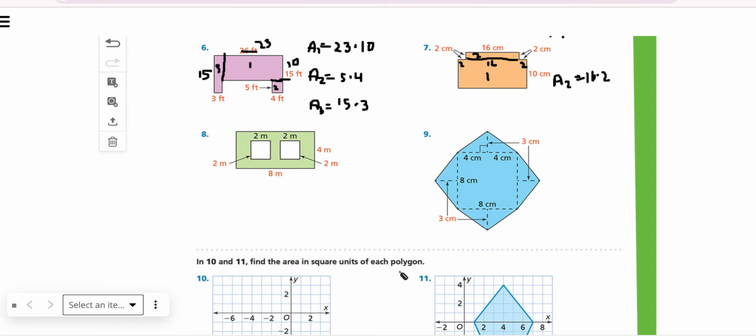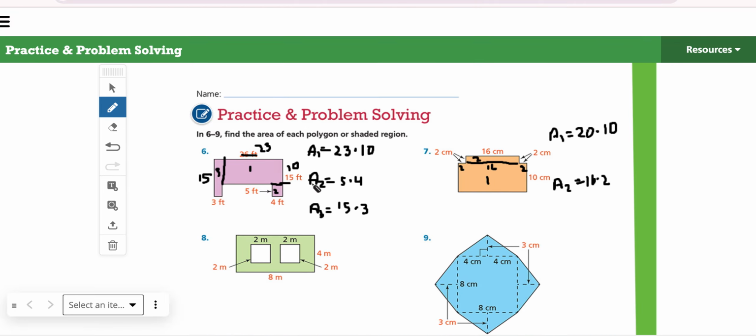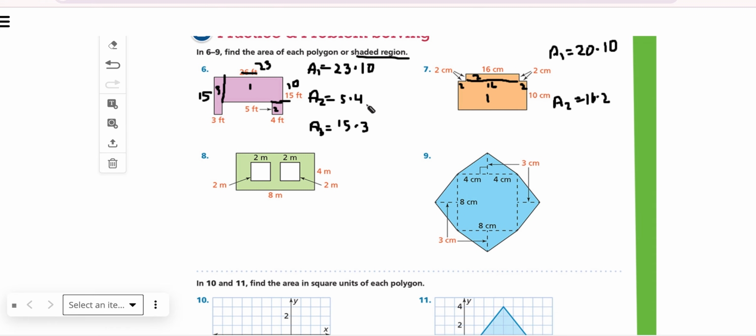So we're going to set up number 8. So number 8, they just want, see over here, the shaded region. So here we only want the green part. So every time they want shaded and you have something that is not shaded, you're going to subtract that. So here we have a big rectangle outside and 2 little squares inside. So you're going to find the area of the big rectangle, the area of the little squares, and you're going to subtract those little squares from the big area.